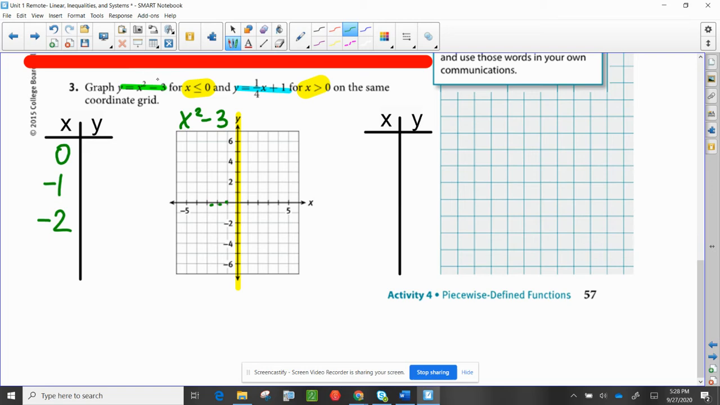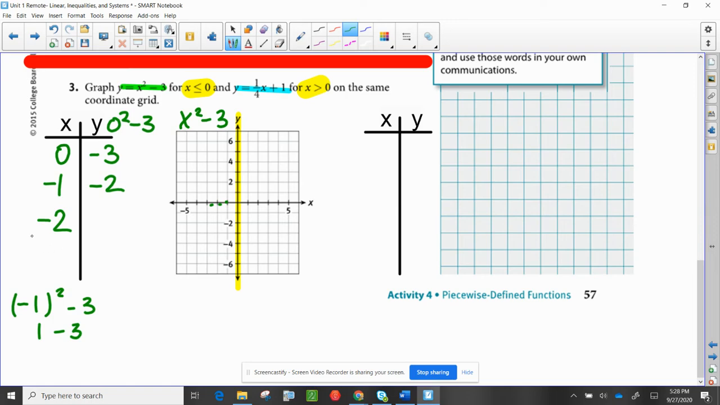So if I plug in 0 into my function, the green function only, 0 squared, so I'll show my work for one of them, and then minus 3. Well, 0 squared is 0, minus 3 is going to give me negative 3. Okay? If I plug in the next one, that means I'd have to take negative 1, square it, and then subtract 3. Well, what's negative 1 times negative 1? That's positive 1, right? Minus 3 gives me negative 2.